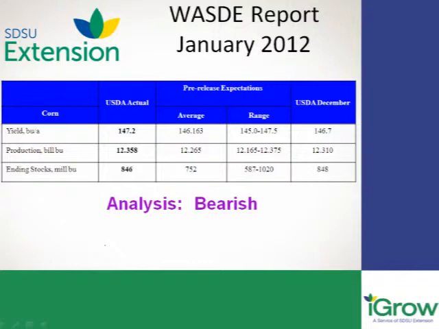So as a result, production tended to be up closer to about 12.3 billion bushels instead of about 12.2. So that was a little bit on the bearish side. Ending stocks ended up coming in well above expectations. So in other words, more supply out there than what the trade was expecting. Trade was looking for about 752 million bushels. Actually came in at about 846, so higher than expected there. Overall, this report looks to be a little bit on the bearish side.